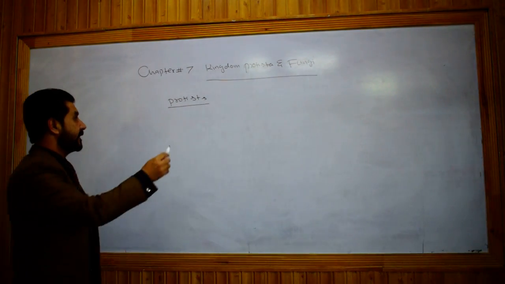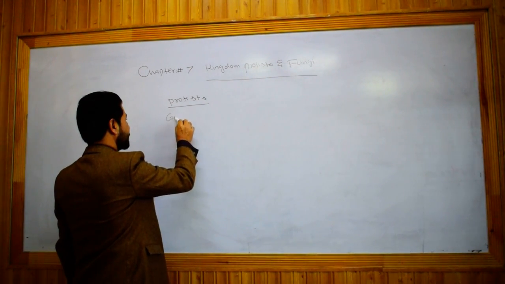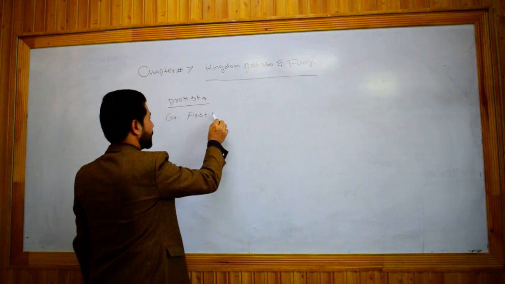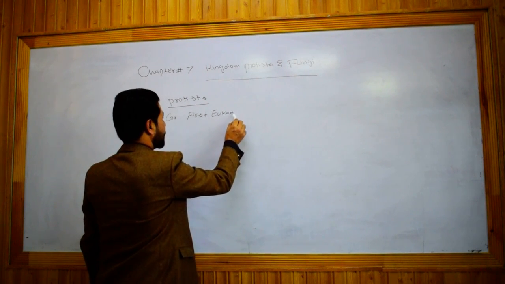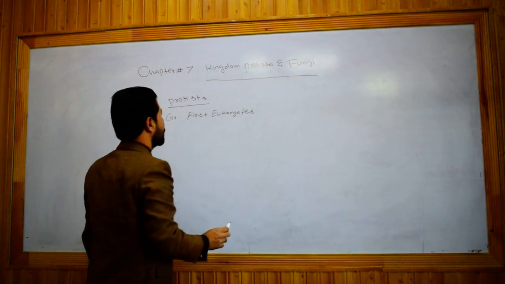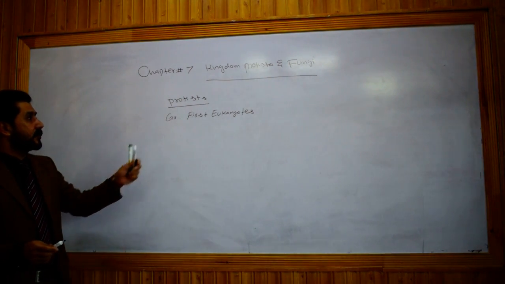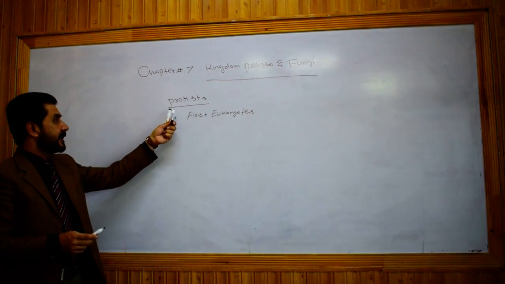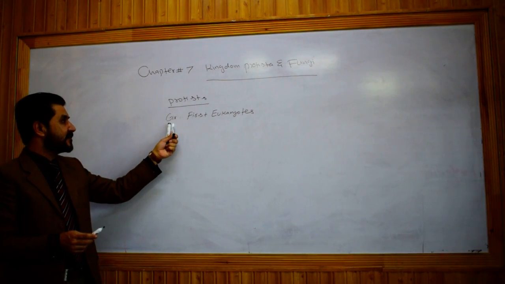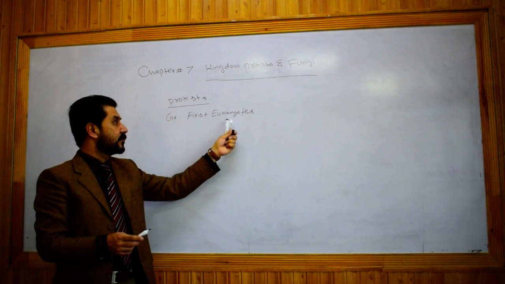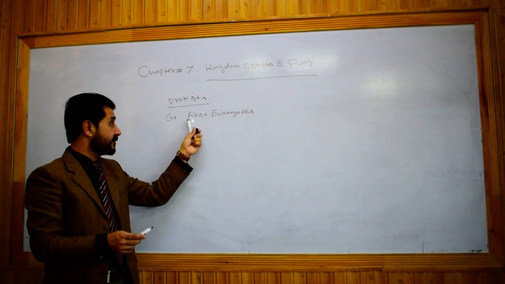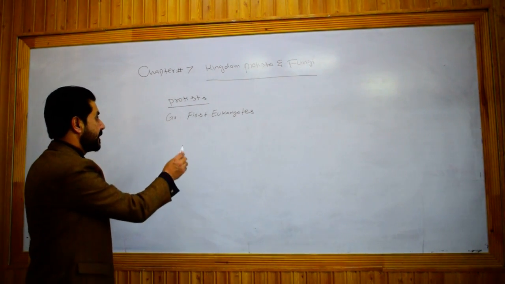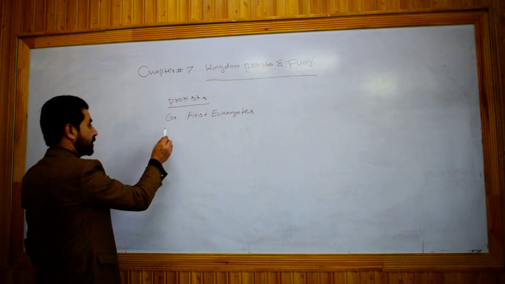Protist is derived from a Greek word which means first eukaryotes. Kingdom Protista includes protists. They are the members of Kingdom Protista, and protist is derived from a Greek word which means first eukaryotes. Protist means first eukaryotes.